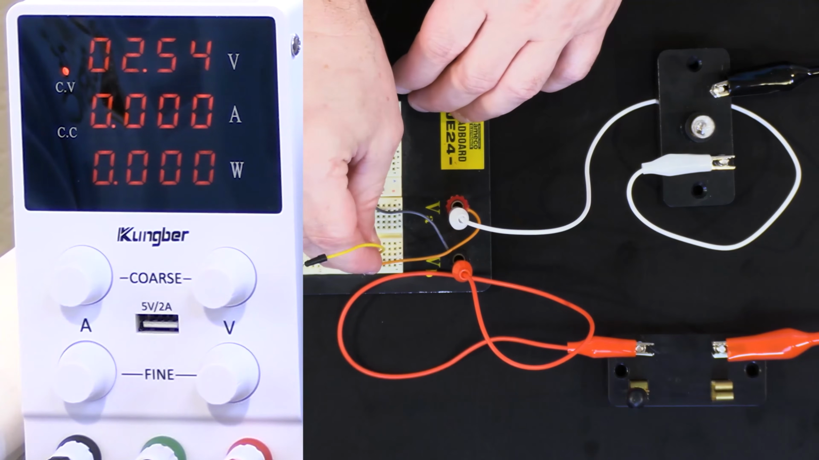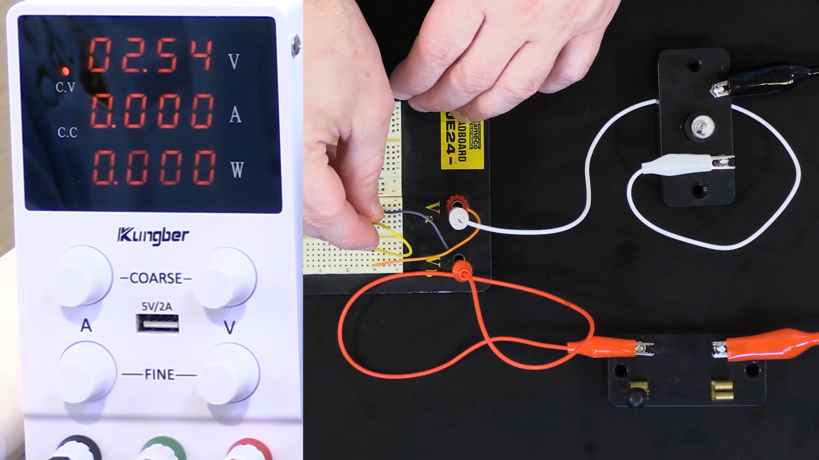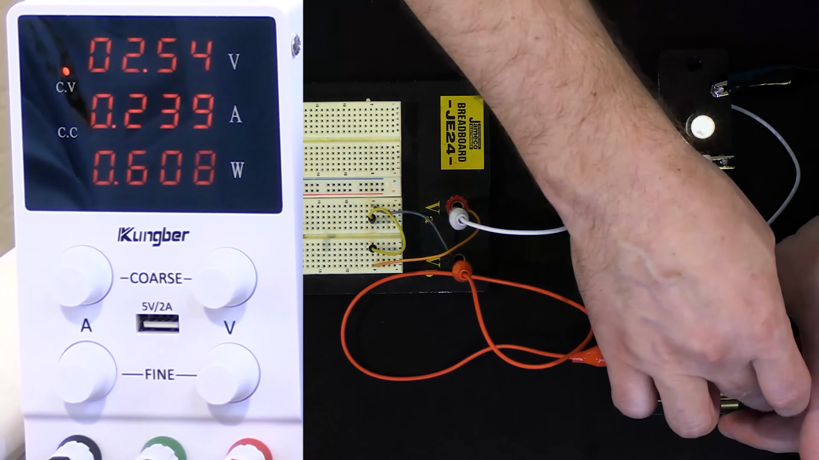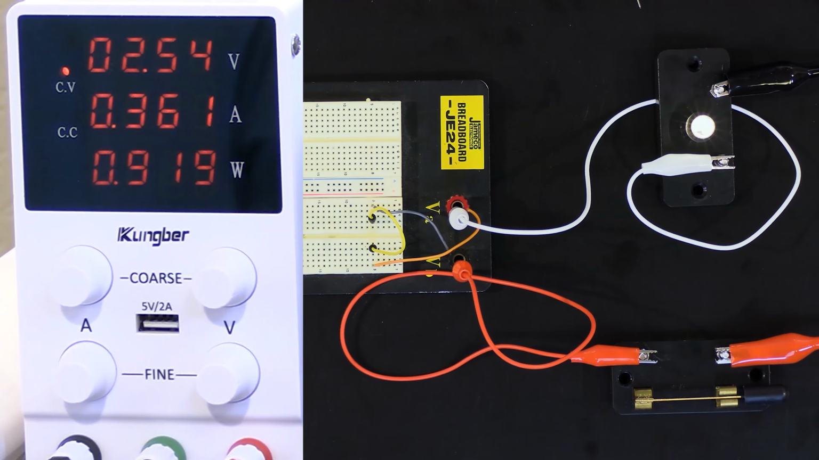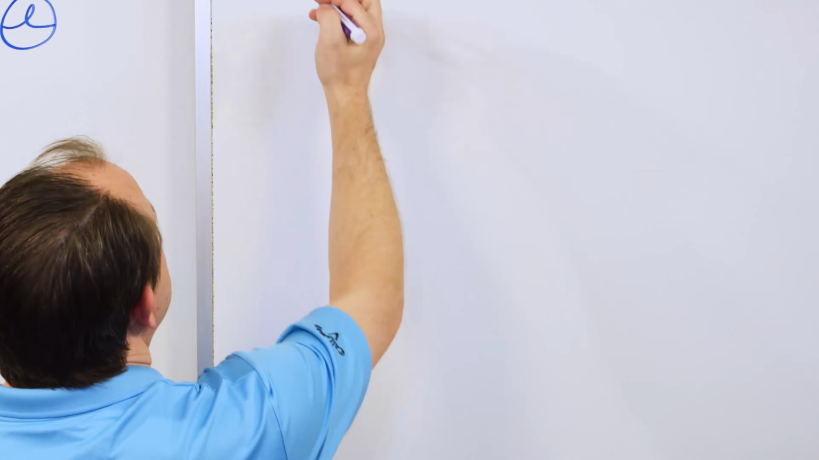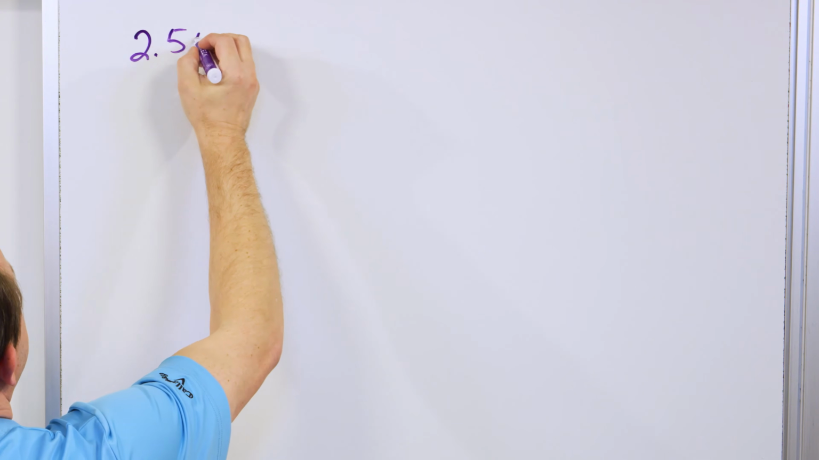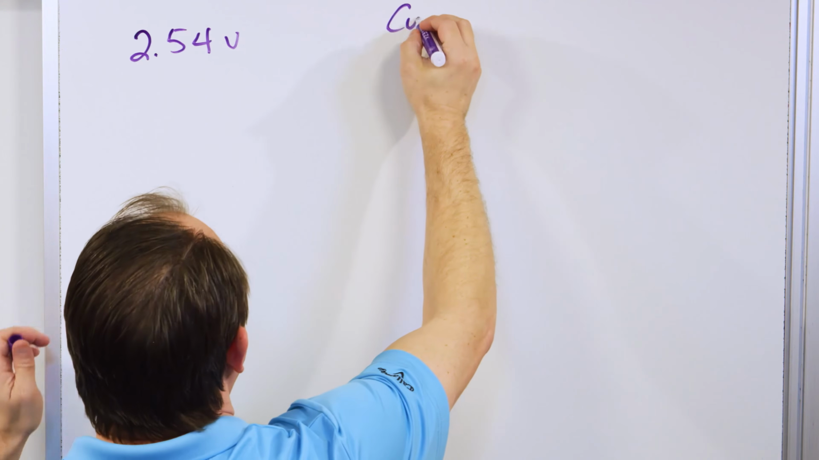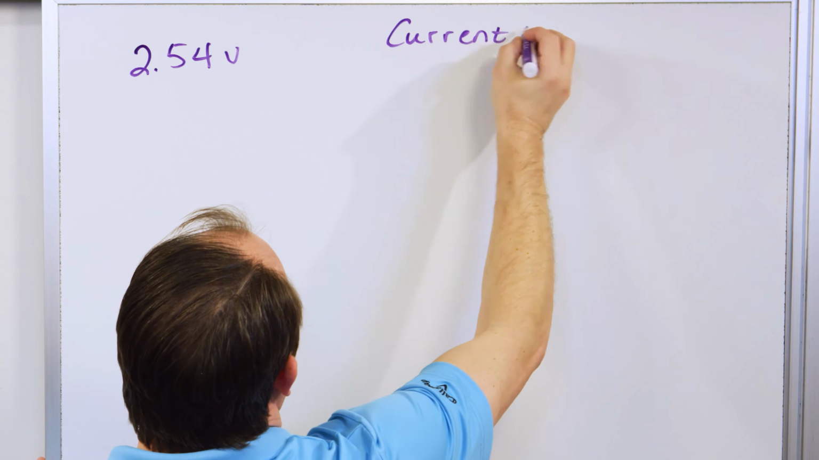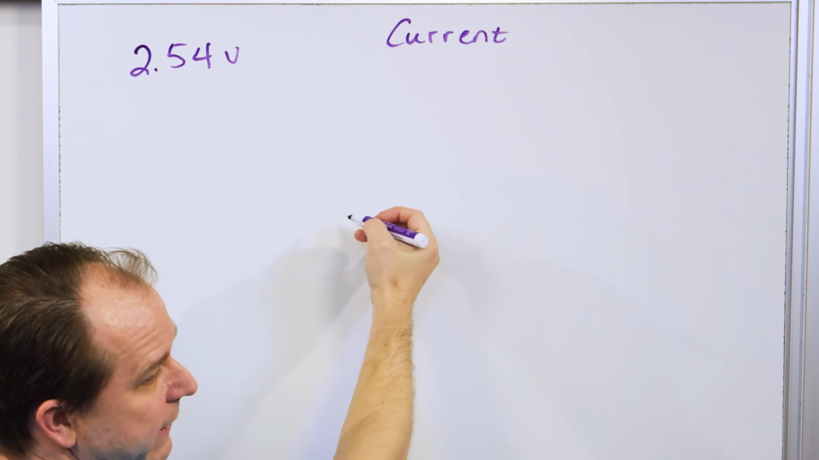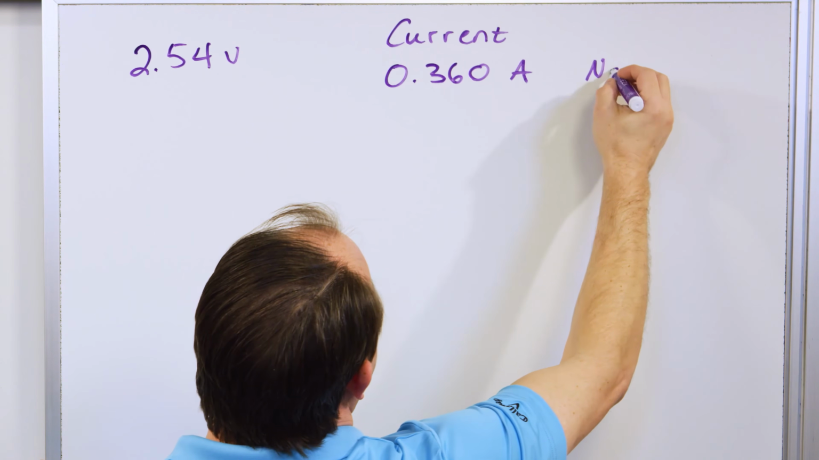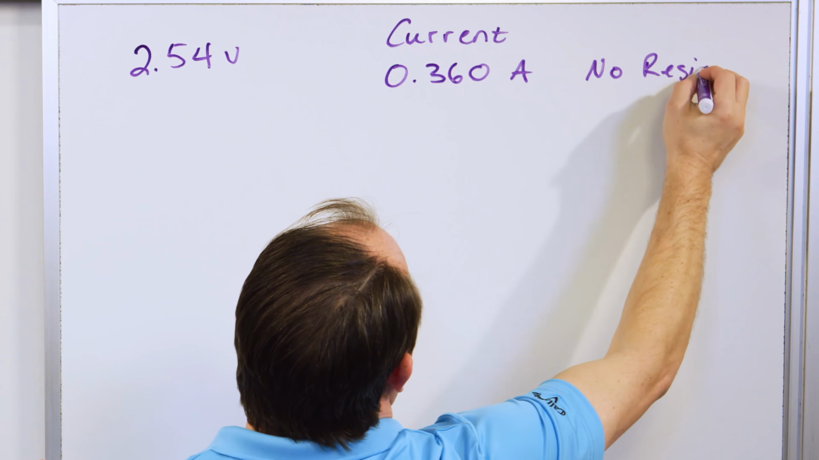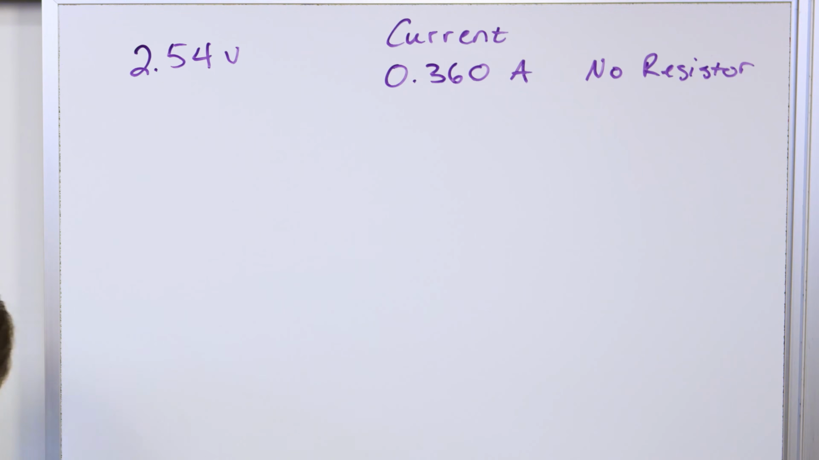Let's see if we can look at the current values. So when there was no resistance, we turned it on, we had 2.54 volts, we had 0.361 amps. So let's go ahead and write this down. It's 2.54 volts, and the current with no resistance was 0.360 amps, no resistor in the circuit.